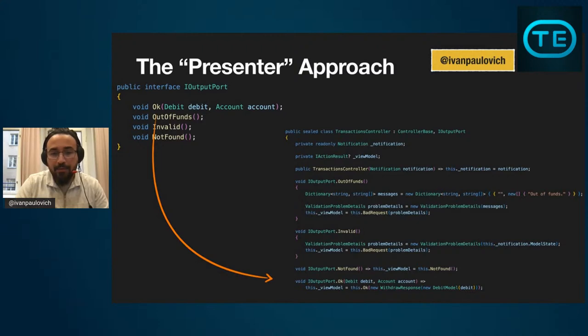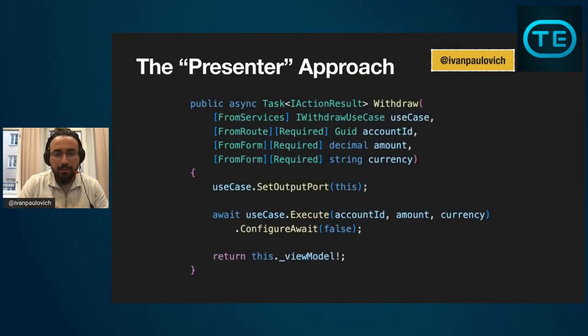I keep this view model variable as a private variable on the controller, and those methods are invoked by the use case when appropriate, and the API only needs to return that view model as a response. You should actually check out like this. It's like the use case: I set the output port to the controller itself, I invoke the use case, and then later on, the use case will invoke one of those callbacks before the return. And by consequence, the view model will be set.